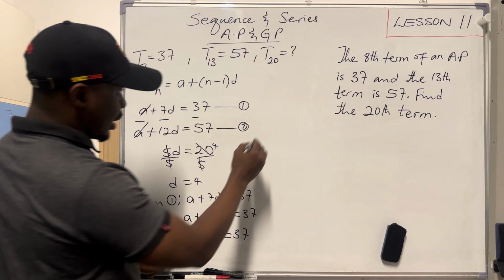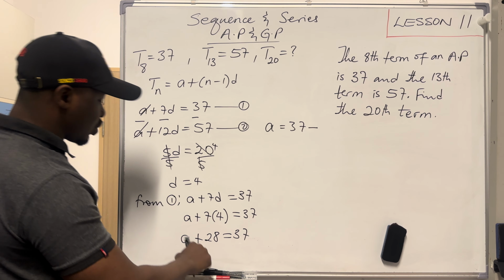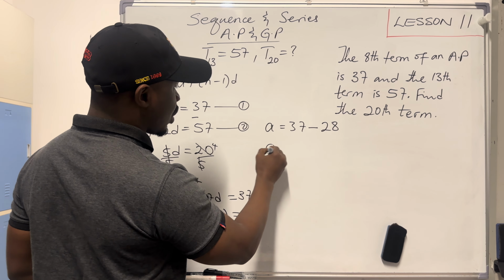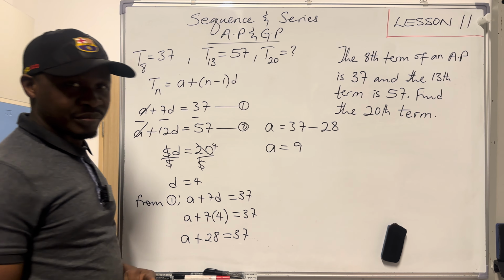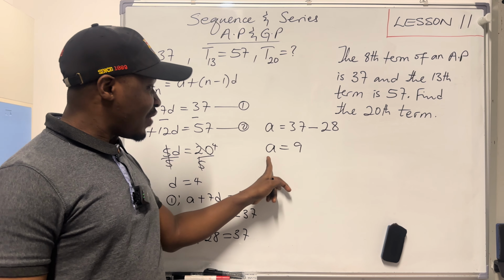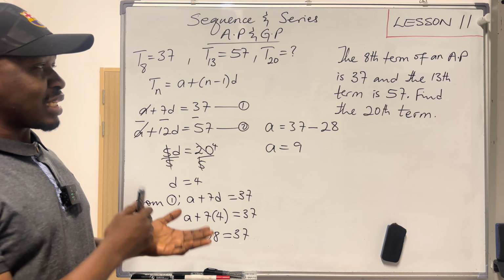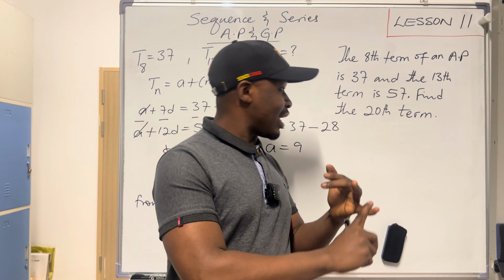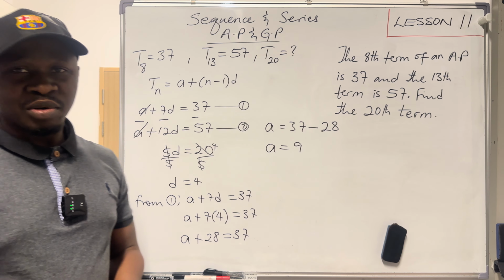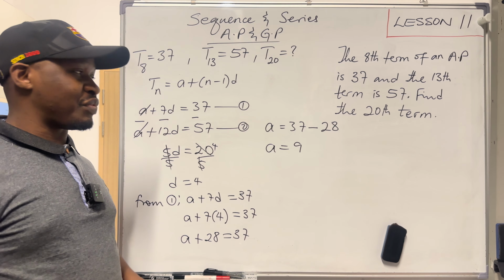So now a is equal to 37, and we move the 28 to the other side; the sign has to change. So our a is 9. a is 9 and d is 4. The first term is 9 and the common difference is 4. Sometimes the examiner will say, find a, the first term, and the common difference, and b, the 20th term.